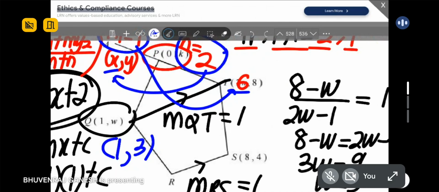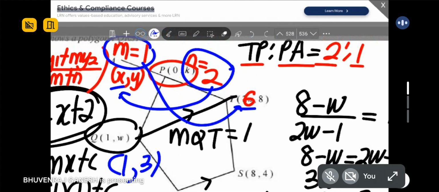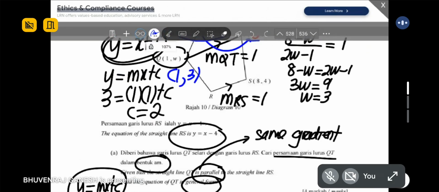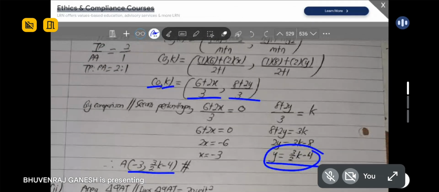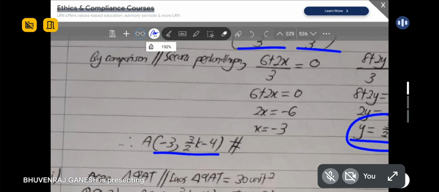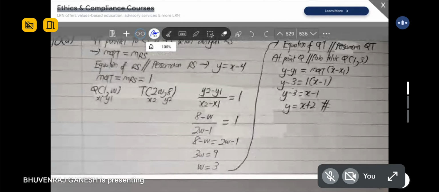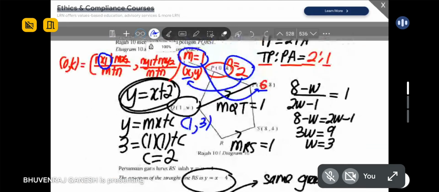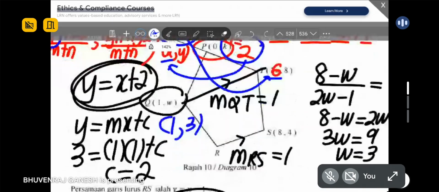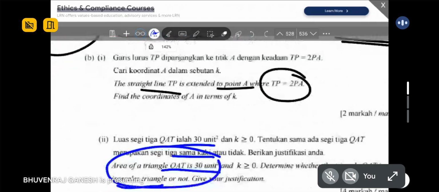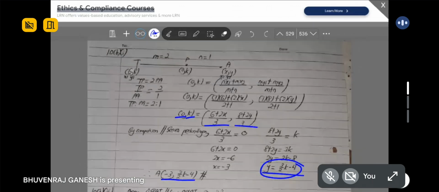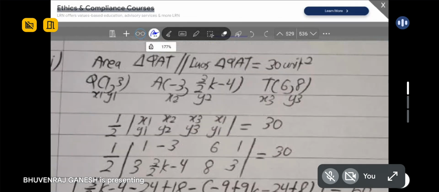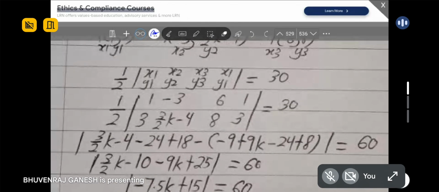Okay, so coordinate A, just now we found, it is negative 3, 3 over 2K minus 4. And then coordinate T, do you have or not? Coordinate T, yes, 6, 8. So you have everything already. So just apply your area formula, your half modulus, that formula. Okay, so you just apply it equal to 30, and then the method is shoelace method.